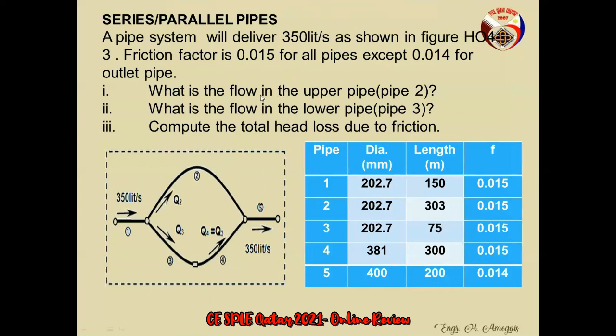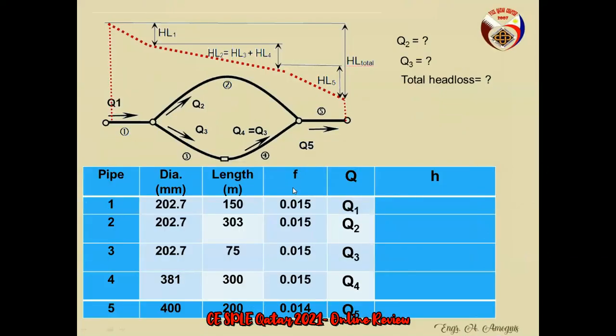Or 35 liters per second at 350 liters, divided by 1,000, that is 0.35. So you plug in the Q of 0.35, the Q1 and Q5. So this is Q1, 0.35. Okay? Put 0.35 here, and the same here, 0.35, because that is the discharge in the system, right?